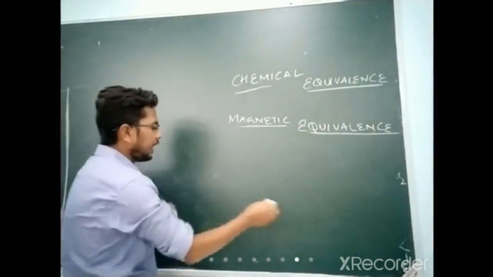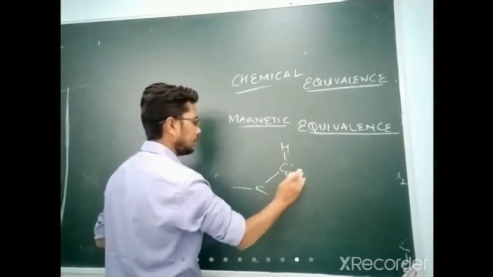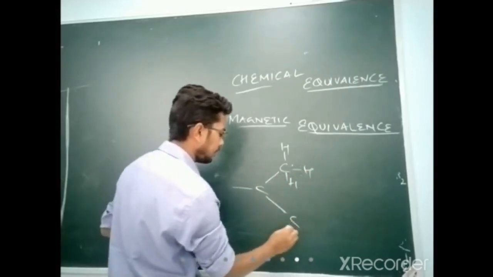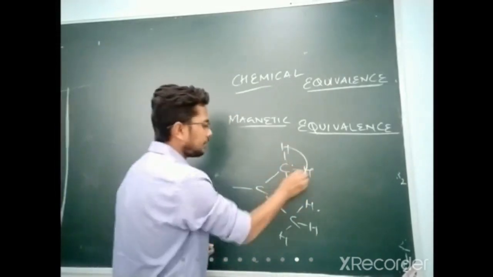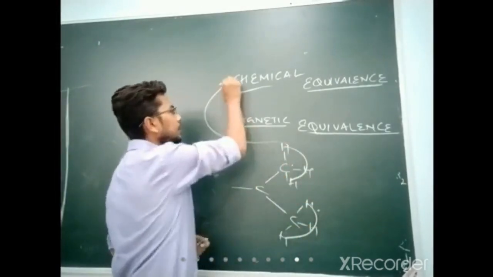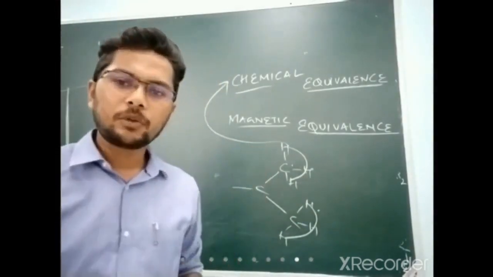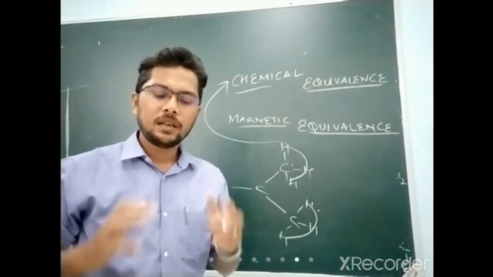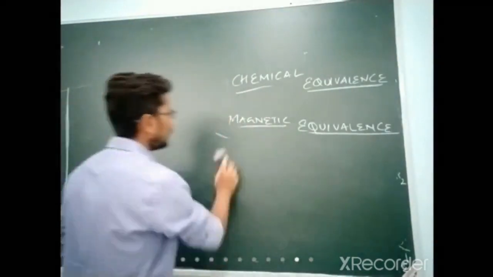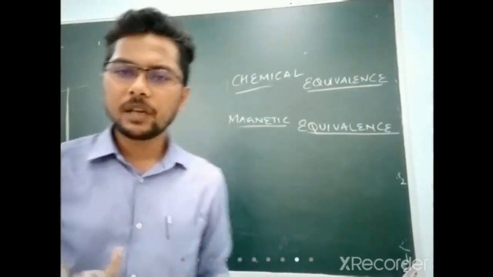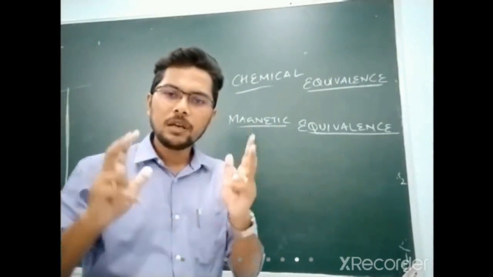If you have a carbon atom here, then these three hydrogens are chemically equivalent. Also, they are magnetically equivalent because they are in the same magnetic environment. But let us consider a complex example. Protons which are in the same chemical environment are called chemically equivalent. If they are in the same magnetic environment, they are called magnetically equivalent.